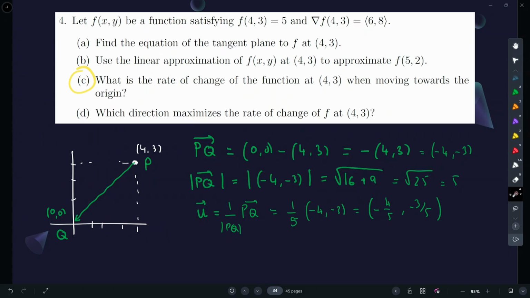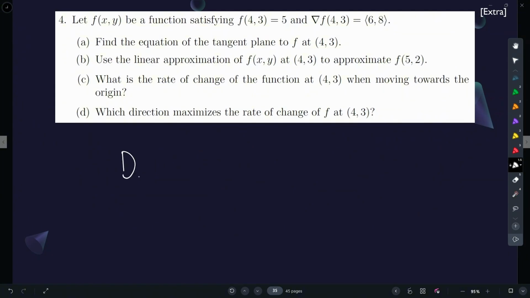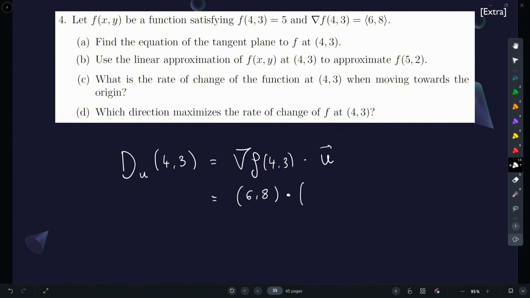So we have the unit direction. Now I know how to compute a derivative in that direction. The directional derivative at (4, 3) will be the gradient at (4, 3) times the unit vector in the direction that I want. I know the gradient at that point: it's (6, 8), given. And I have to dot it with the vector we found, (-4/5, -3/5).